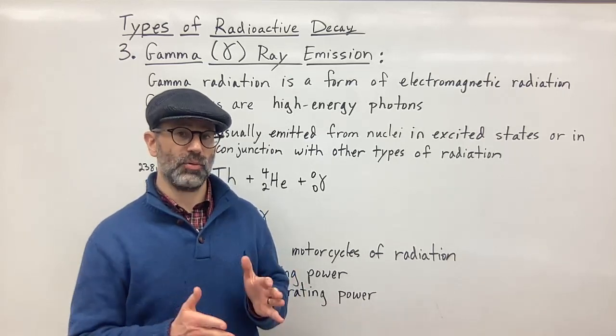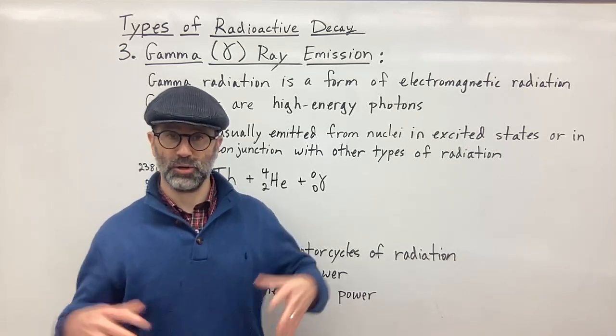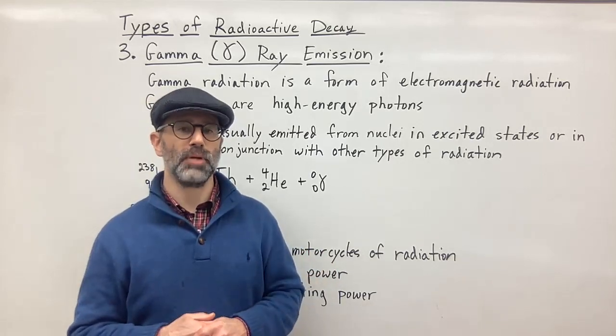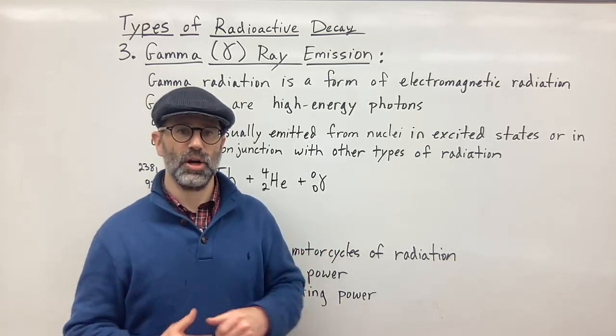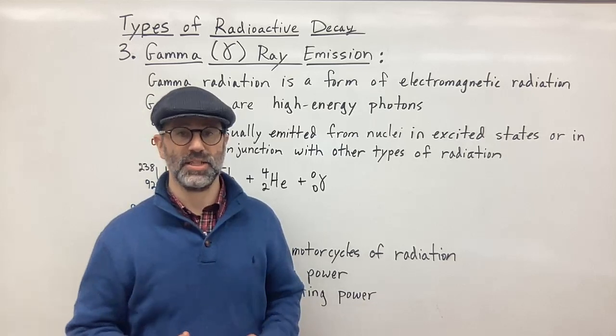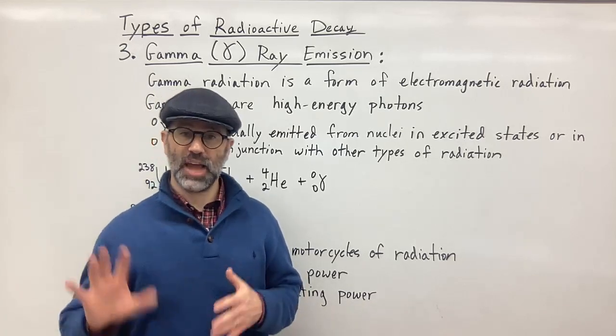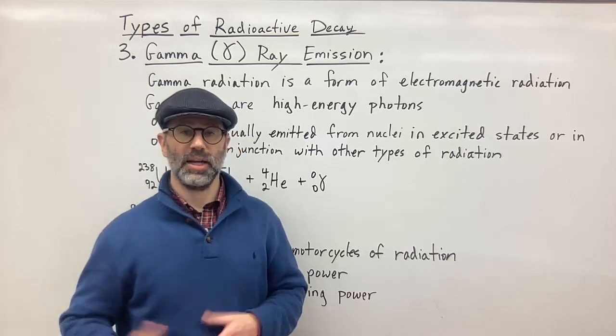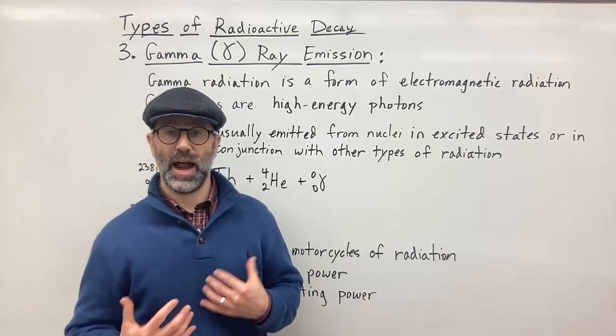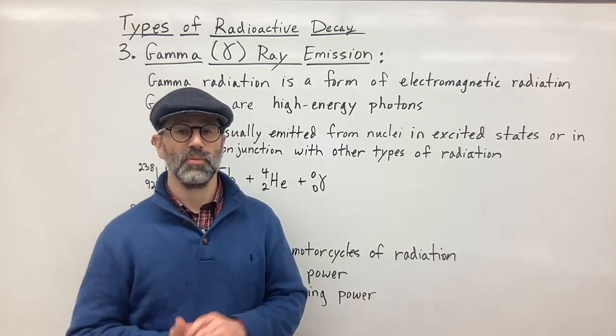So, as we said, the alpha particle is massive. So you can easily block that with a sheet of paper. Your clothes, your skin can easily block it. So alpha emitters are safe outside the body, but if you ingest them, they are actually more harmful.